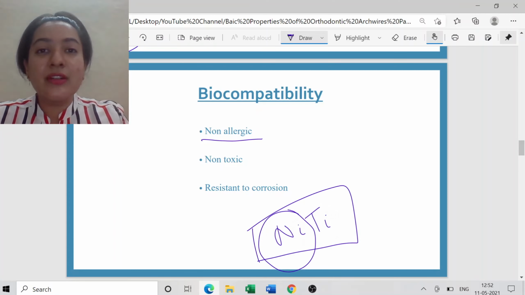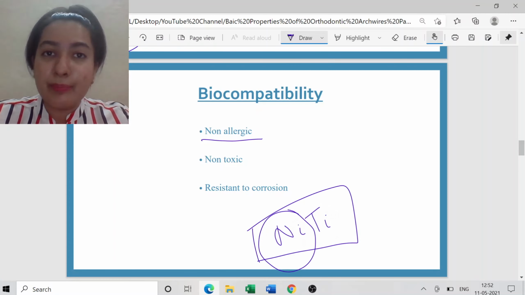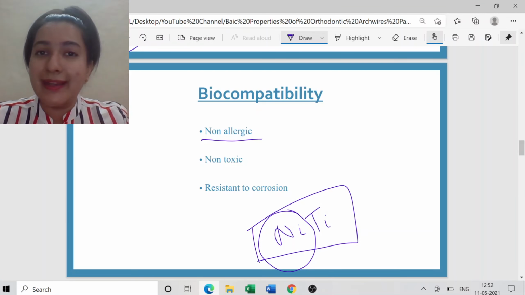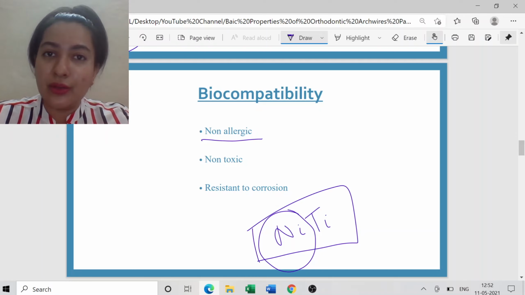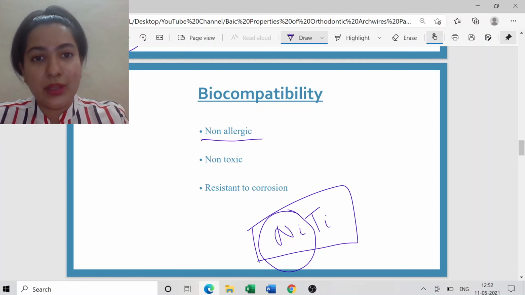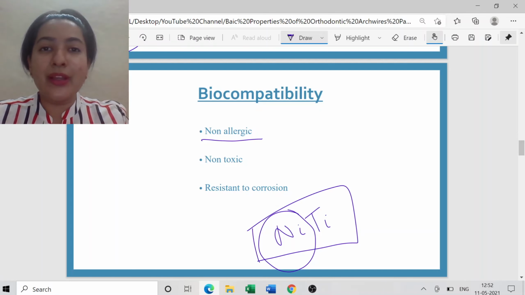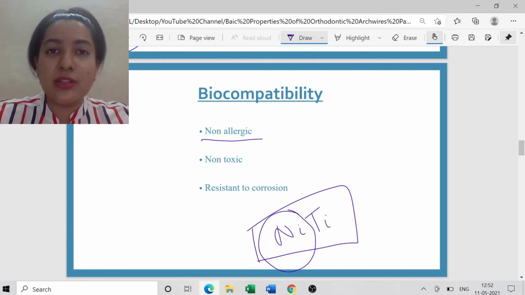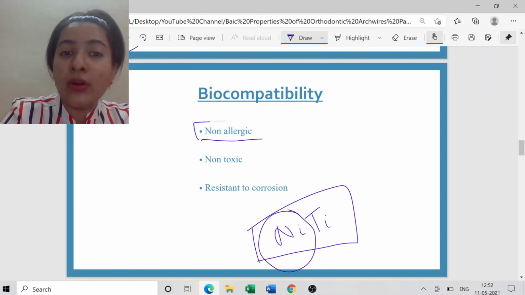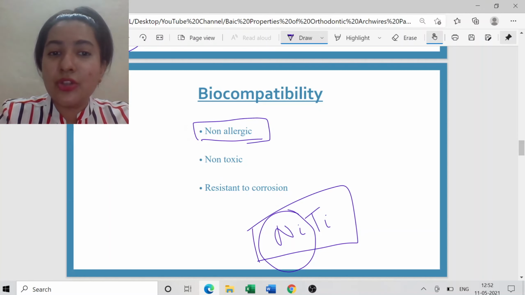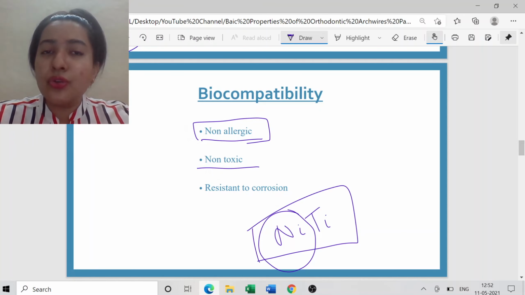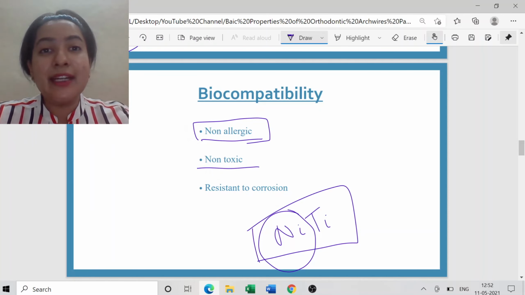So if my patient is allergic to it, what will happen? There would be blisters, redness, swelling, and all these things would be seen. Okay, so that is something which is not desirable, because if the patient is allergic, we cannot use this particular wire. Whatever we are inserting into the patient's mouth has to be extremely biocompatible and non-allergic. Plus, it should be non-toxic. It should not cause toxicity of any kind.